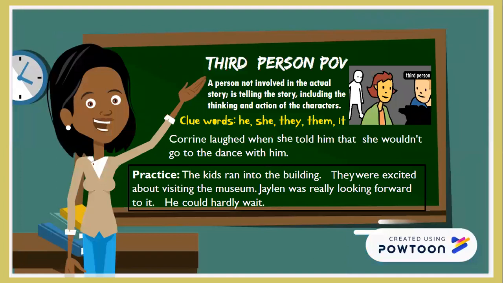Okay, moving to the third person point of view. A good definition for it would be a person not involved in the story that is telling the story, including the thinking and actions of all the characters. That means somebody not in the story is telling the story, but this person that's not in the story is able to get all of the juicy details from every single character and tell you all the different characters' thinking and all the different characters' actions. So you get to see it from outside the story.